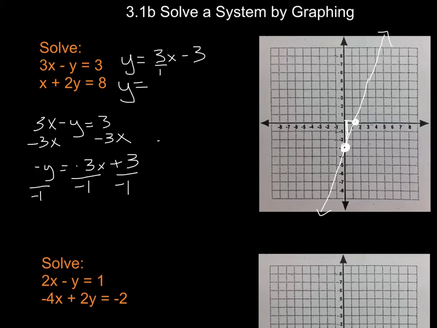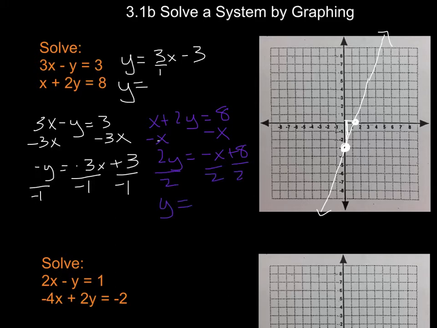We'll keep going here. Okay, for the second equation, I've got x plus 2y equals 8. So we'll subtract x from both sides. So 2y equals negative x plus 8. And y is almost by itself, but I have to divide through by 2. So y equals, now keep in mind, this right here is really negative 1x over 2, or negative 1/2 x. And then 8 divided by 2 is 4. And so I end up with y equals negative 1/2 x plus 4.